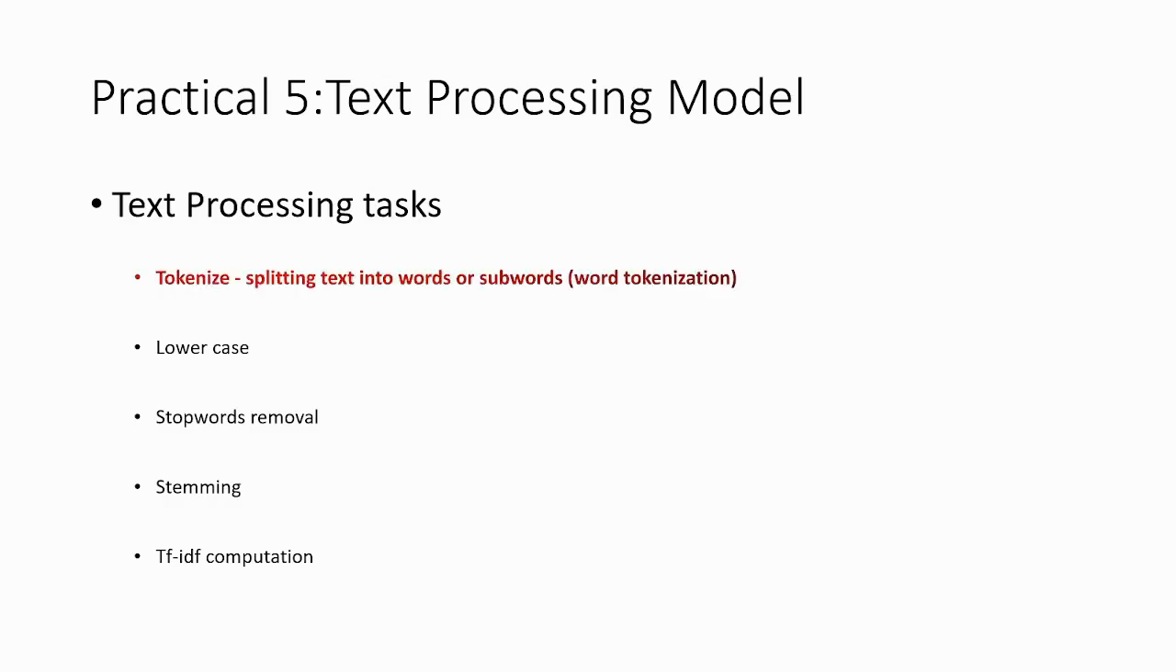As a first part, we take the set of documents and identify each word in the textual information. Splitting the text into words or subwords is word tokenization. We are going to have a standard format of all the words that we consider for processing, so converting all the characters to lowercase is the next step.